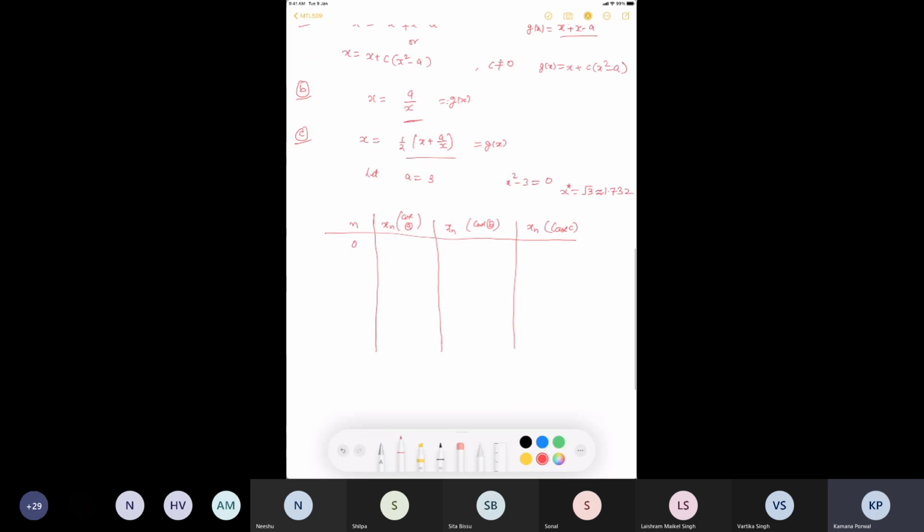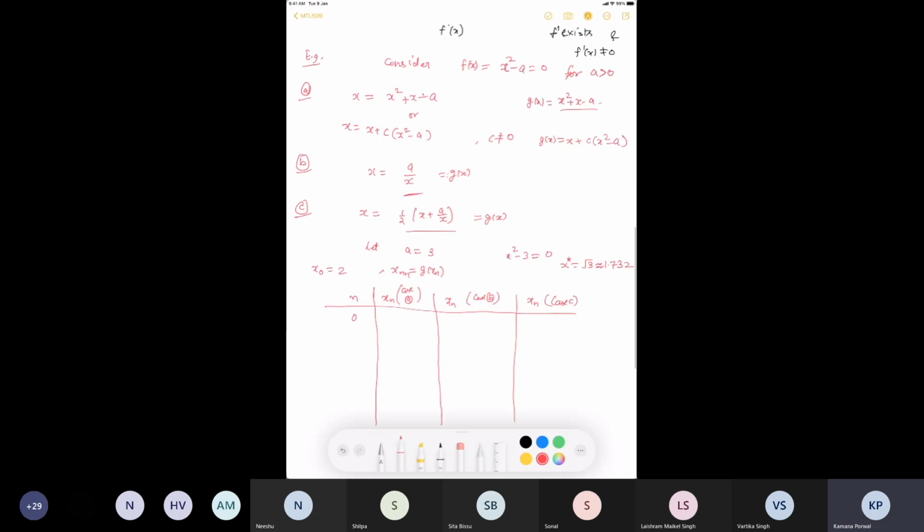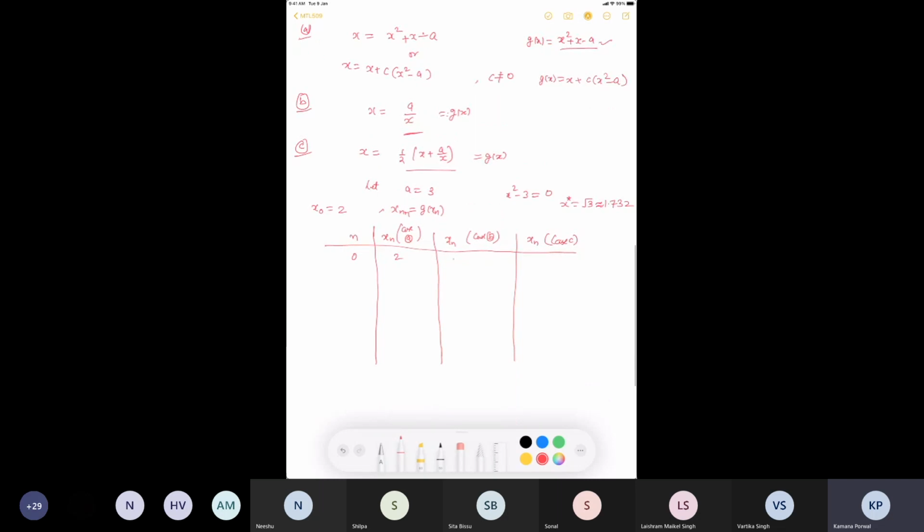So I will start with the same initial guess. I'll take x0 is equal to, I want something near to the root, so I'll take 2 here. And you try to generate the xn's using x(n+1) is equal to g of xn. That is, my x1 is going to be g of x0. So what is the sequence? The initial guess is the same, 2, in all three cases.